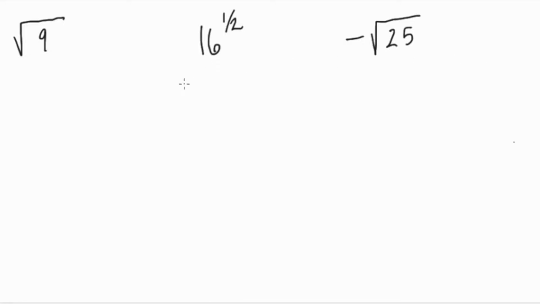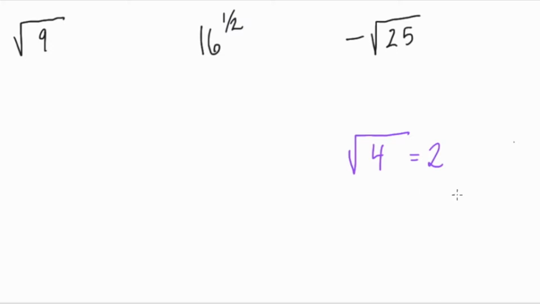Okay, so in this problem, we want to find both roots of each expression. And what do I mean? Well, typically, let's say I wrote the square root of 4. When you see it in this form, typically what they're asking for is only the principal root, right? Which is 2. 2 is called the principal root because it's the positive root. And typically, that's only what we look for.